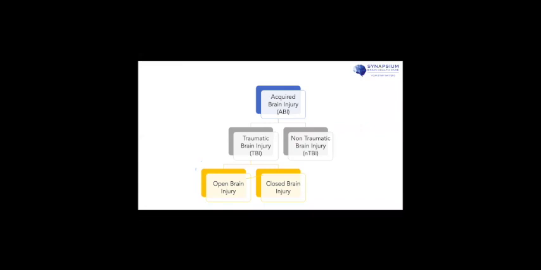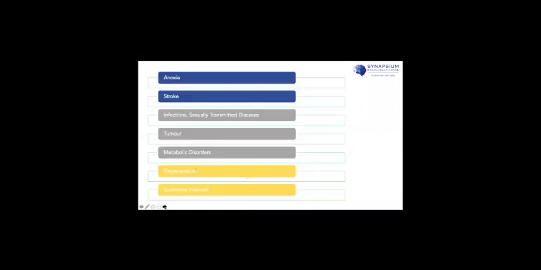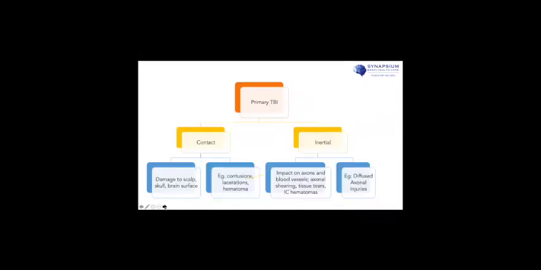ABI is further classified into a traumatic brain injury versus a non-traumatic brain injury. So a traumatic brain injury would be something where it can either be an open skull injury or a closed skull injury. Now what that means is, Rowena, can we go to the next slide? The next one. Yes. So a traumatic brain injury could be open skulled, which means that there would be damage to the skull, to the surface of the brain, or to actually the mass of the brain.